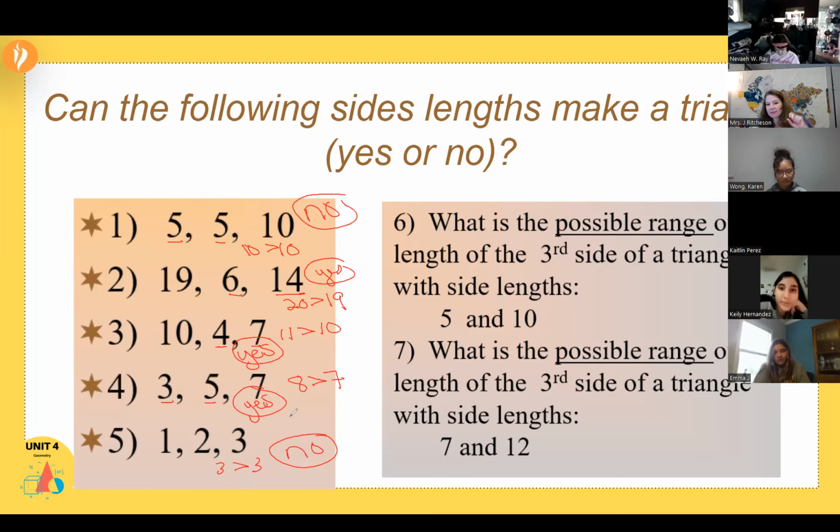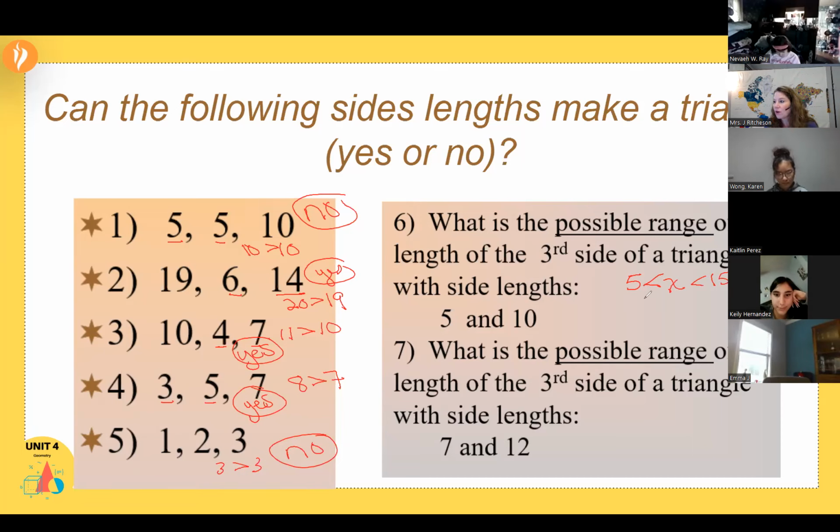Nice. Okay, so number 6 and 7 are confusing. But remember, there's two things to do. Add them and subtract them. The answer must be between those two numbers. So if I subtract 5 and 10, I get 5. If I add 5 and 10, I get 15. The answer must be between 5 and 15.